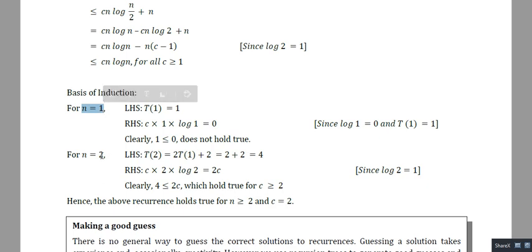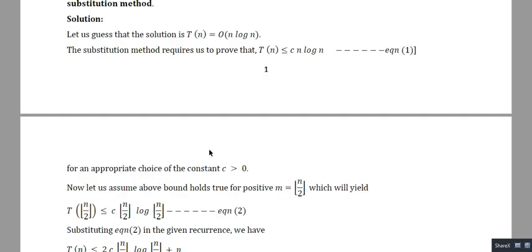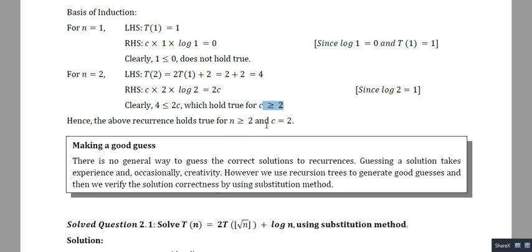So let us move to n equal to 2. So for n equal to 2, T2 will be 2T(2/2), which means 2T1 plus 2. T1 value is already given as 1. So 2 plus 2, it will be 4. And RHS will be Cn log n. So C into 2 into log 2 is 1, so 2C. So 4 should be less than equal to 2C, or you can say C greater than equal to 2. So you can say the above recurrence holds true, or Tn is equal to order of n log n for all n greater than equal to 2 and for C equal to 2.